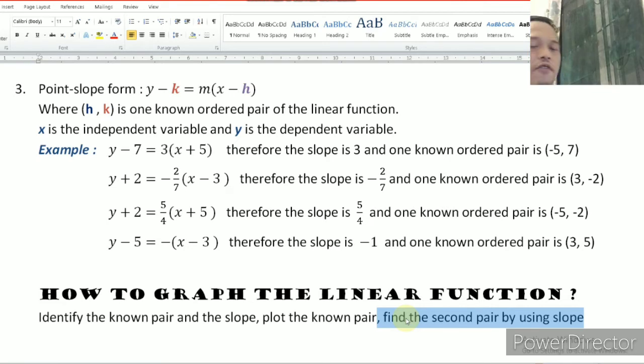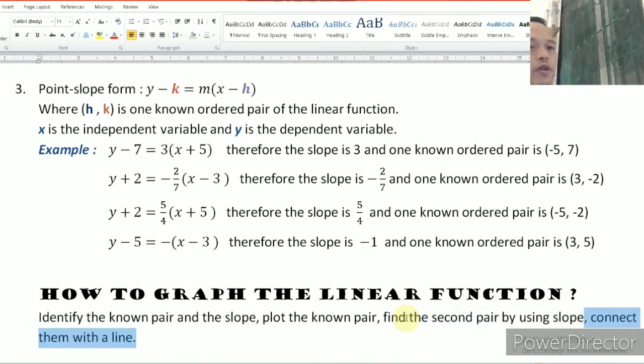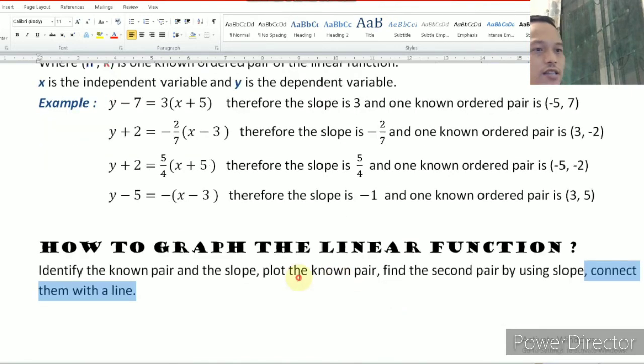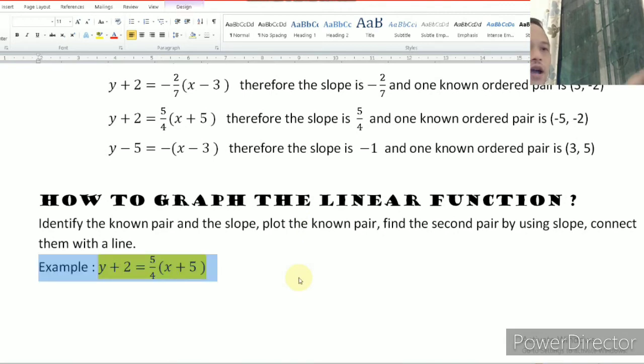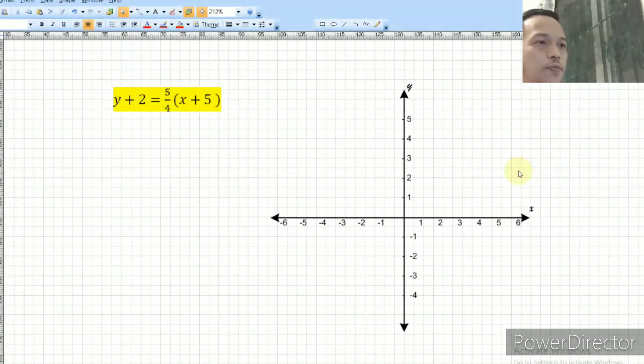So after you have plotted at least two ordered pairs on your Cartesian plane, you can connect them with a line. So let's practice how to graph it if I'm giving you this kind of equation. Let's plot this equation into the graph. If you're given this point-slope form, you don't have to convert it into the slope-intercept form and then find the y-intercept and the slope, and then graph it.